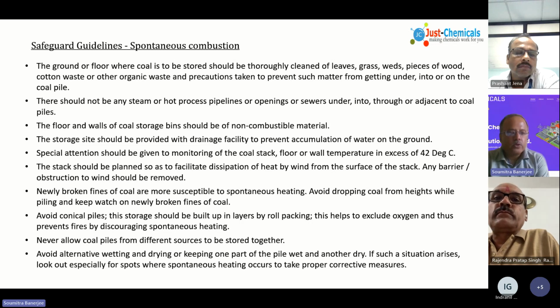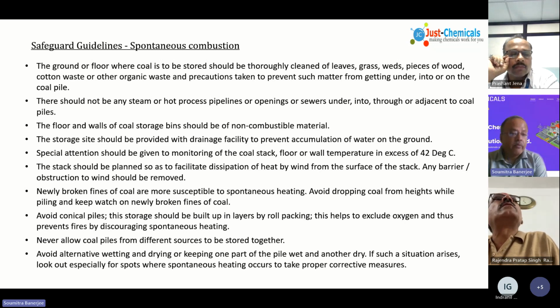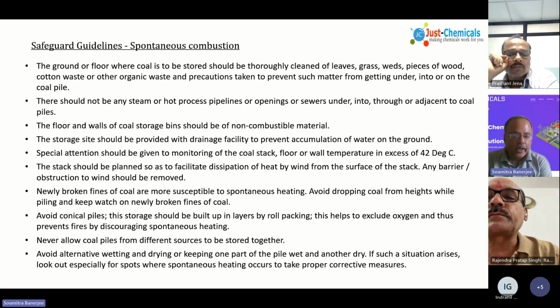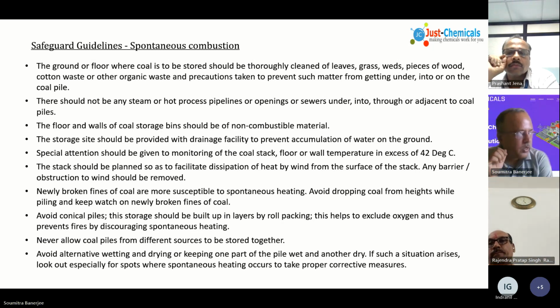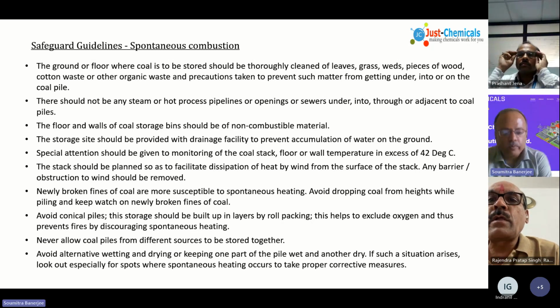Never allow coal piles from different sources to be stored together. If you have different sources of coal, store them separately. Avoid alternate wetting and drying, keeping one part of the pile wet and another part dry. Just avoid that, because if this situation arises, it looks especially for spots where spontaneous heating will occur, because moisture also helps in spontaneous combustion. Indranil will tell you more about this.